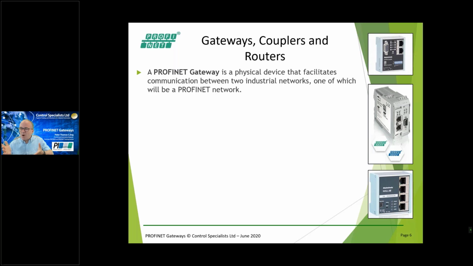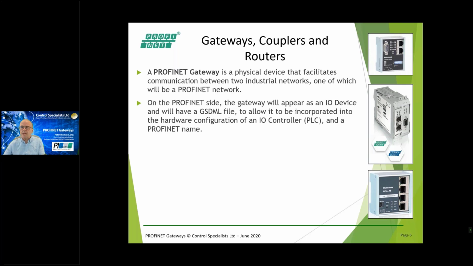So basically gateways, couplers, routers, all the guys to connect to some other network. And basically, a gateway is a physical device. It sits on a DIN rail, 24-volt supply usually, and it facilitates the communications between two industrial networks. One, in this case, will always be a PROFINET network. So on the PROFINET network, the gateway is going to appear as an I/O device. In other words, a multi-module analog input, digital input and output device.